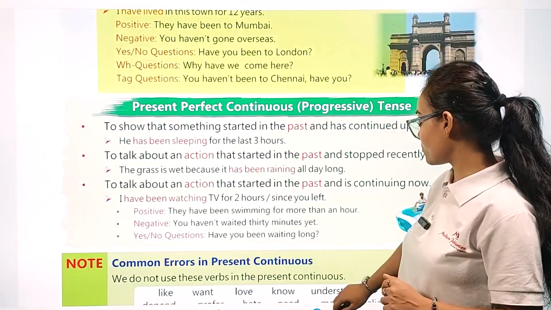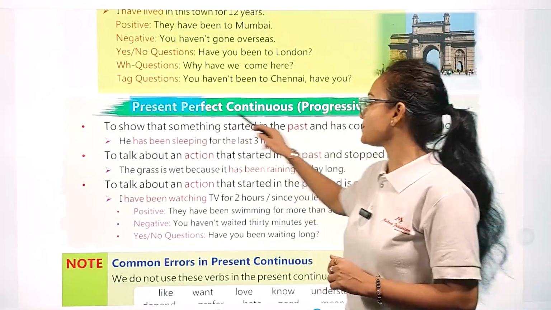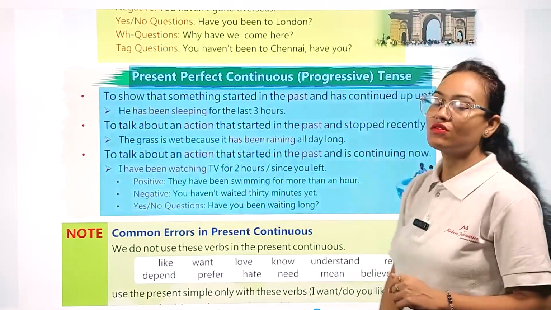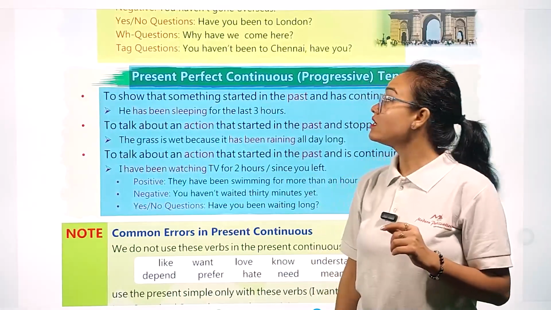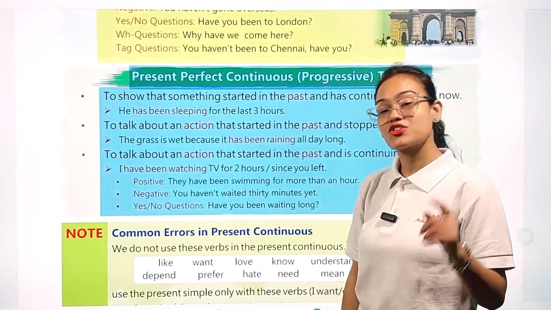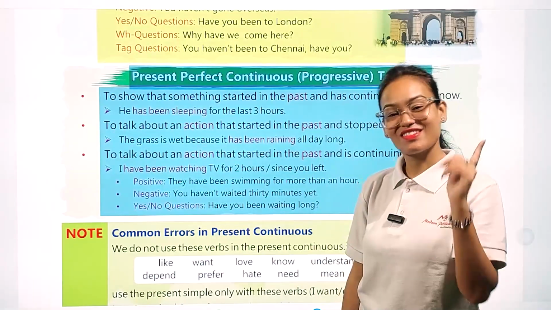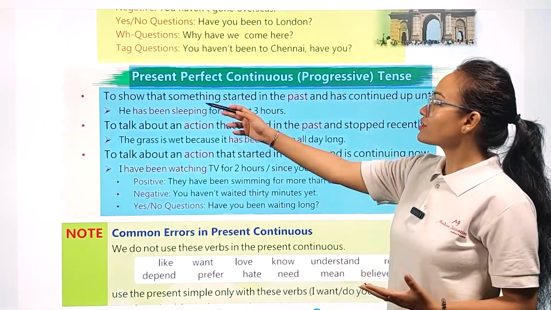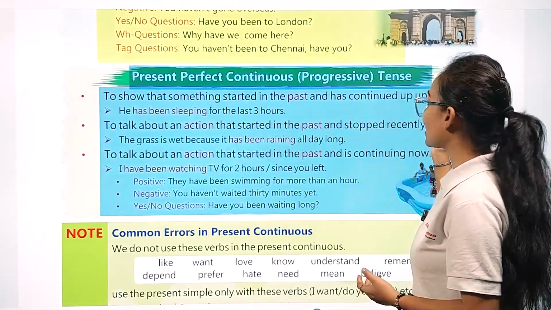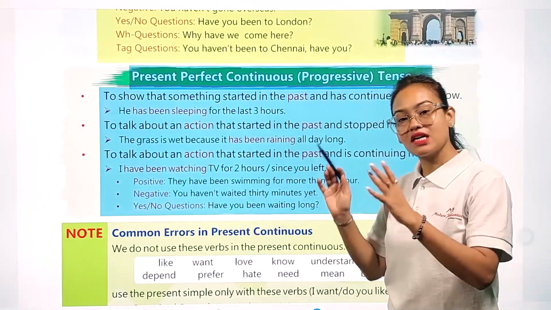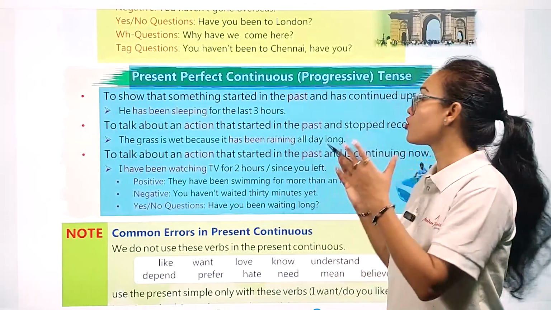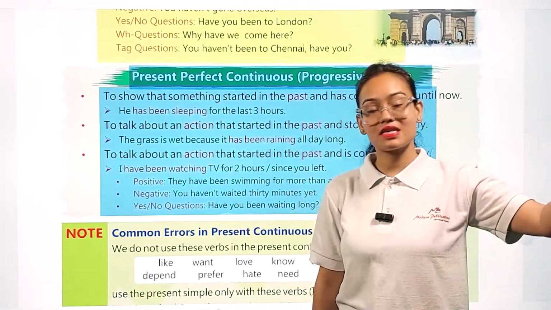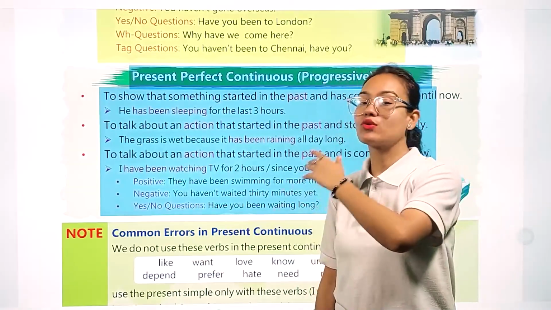What is the meaning of present perfect or progressive tense? Let's see. To show something started in the past. Whenever we see continuous, it means the action is still ongoing. Remember this one. So present perfect continuous tense, whenever we want to show that something started in the past and has continued up until now. So present perfect continuous or present perfect progressive tense means the action has already started, and right now that action is still ongoing.